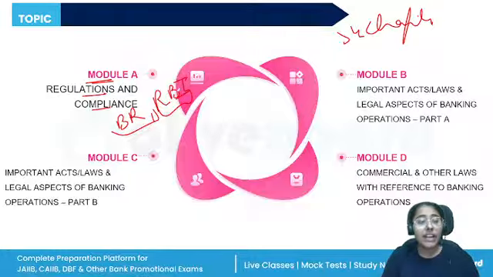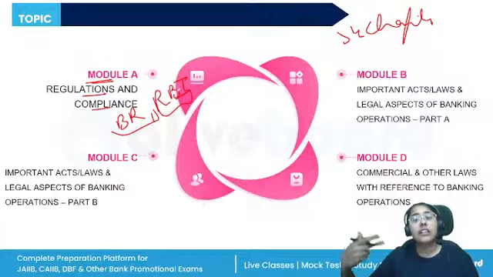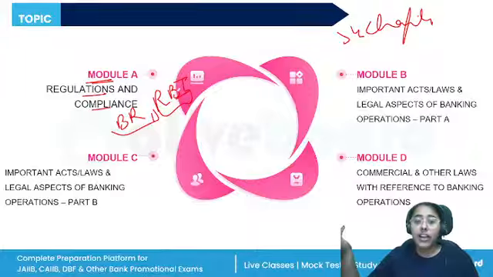And finally, we have module D, which is related to the commercial and other laws. How the commercial laws have their applicability with reference to the banking operations. So the essentials of a contract under the Indian Contract Act of 1872. What is the meaning of a contract, a legal contract? What are the different specific and general contracts? Contracts of indemnity, guarantee, bailment, pledge, and agency.